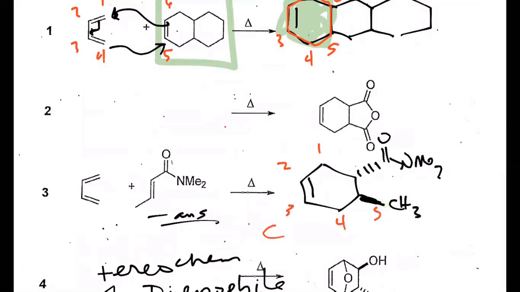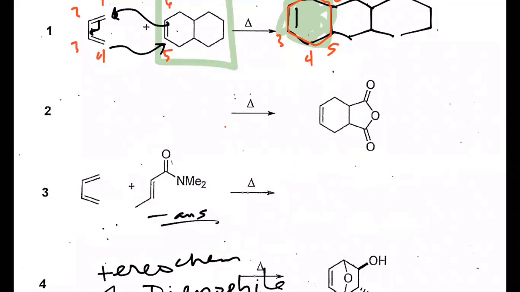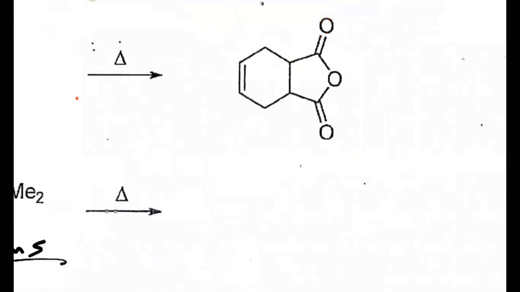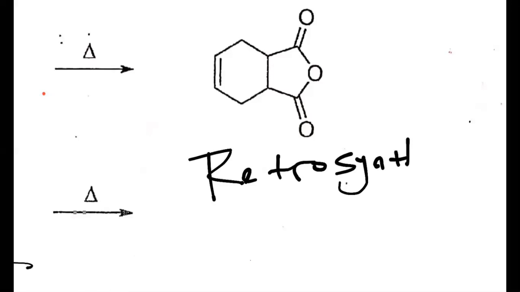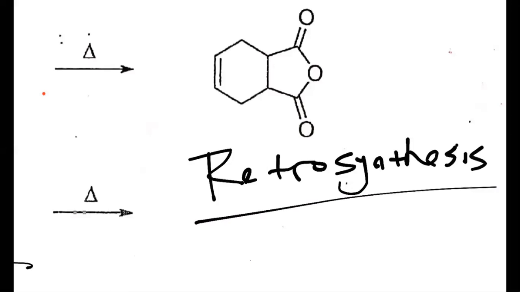All right. So what do you notice about example number 2? We got the product, but no starting material. So just like we did with those Grignards, we're going to have to work backwards, right? Anybody remember that term? It's called retrosynthesis. Is that right? Yeah. Where you start at the product and work backwards to the starting materials.